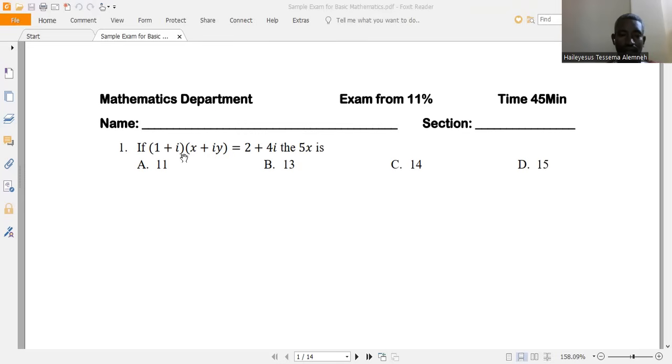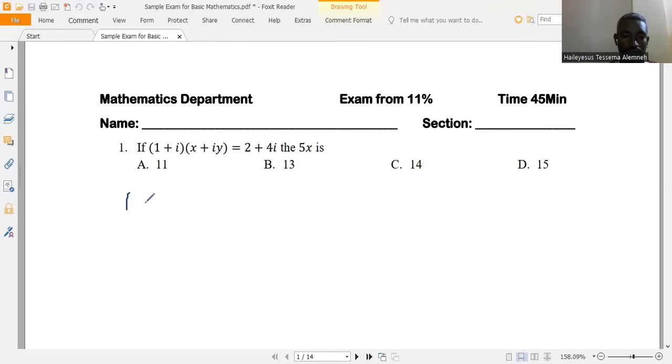If (1 + i)(x + iy) = 2 + 4i, then what is 5x? So let's determine first the value of x and y, then we can find 5x. So here what we understand is that two complex numbers are equivalent when the real part is equal to the real part of the other complex number and the imaginary part is equal to the imaginary part of the other complex number. So this one is given as a product of two complex numbers.